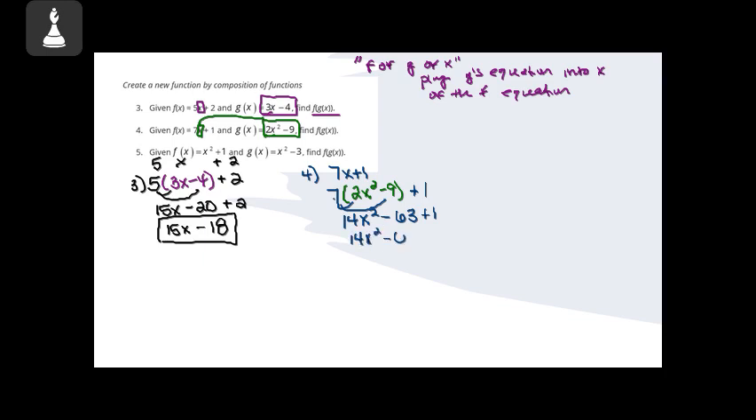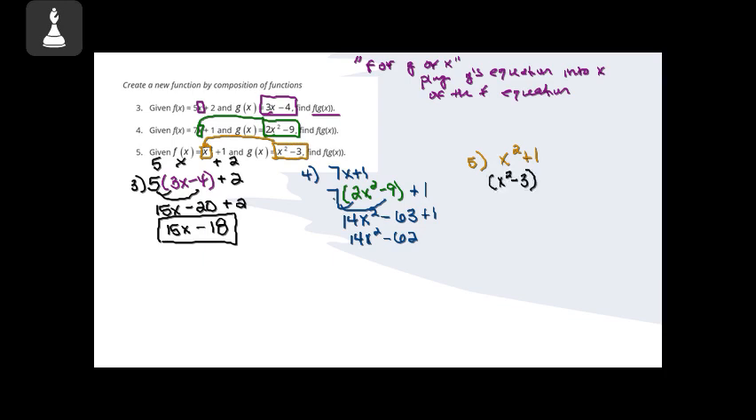And then we have one more. Our f function here is x squared plus 1. And we want to plug g's function into x. So in place of x, I'm going to plug in x squared minus 3. But that needs to be squared. And then I have plus 1.